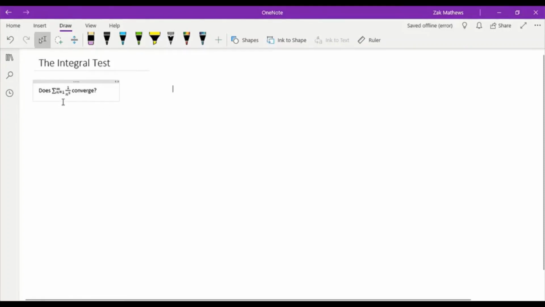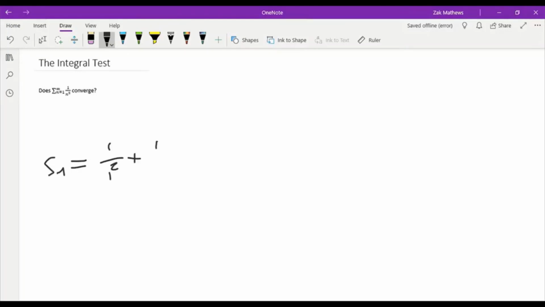Does the series from n equals 1 to infinity of 1 over n squared converge? So let's start by just thinking about what that series would look like. Let's take the nth partial sum. If I take the nth partial sum, I'd have 1 over 1 squared, which of course is just 1. Then I'd have 1 over 2 squared, 1 over 3 squared, adding together all these terms until eventually I got to that 1 over n squared.